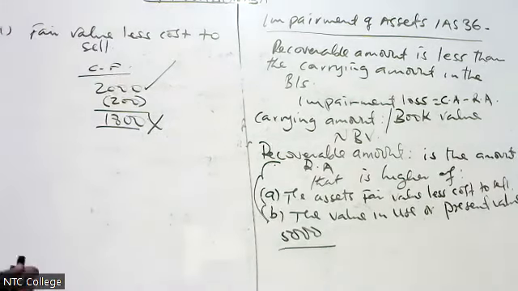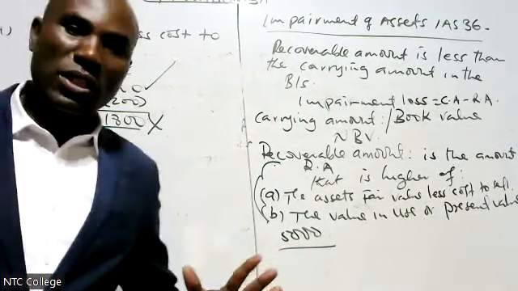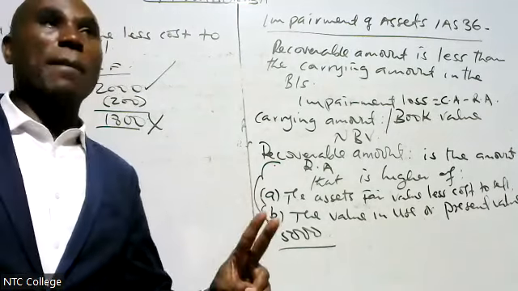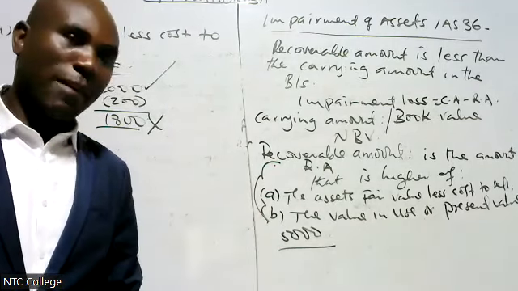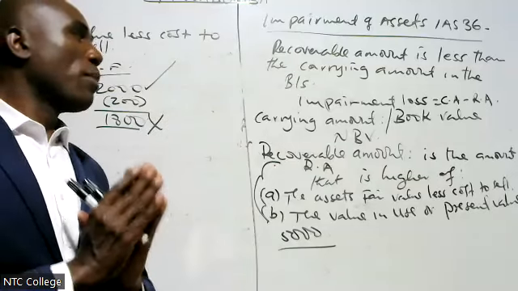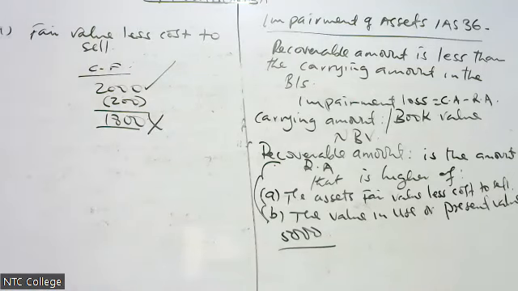Therefore, that is what we need to understand. We have said that impairment loss is the loss of value of an asset so that the recoverable amount is less than the carrying amount. We now know that the carrying amount is the book value of an asset, the amount that we report in the balance sheet at the end of the year.